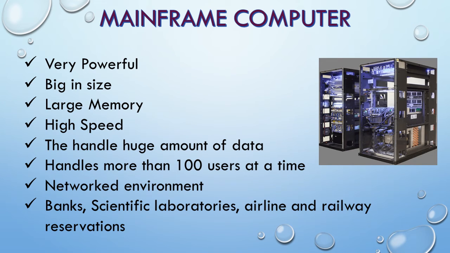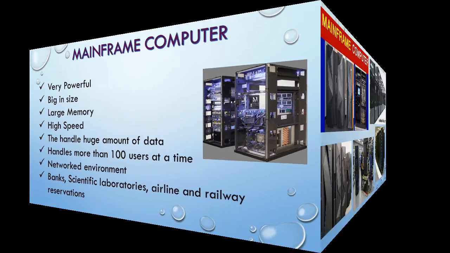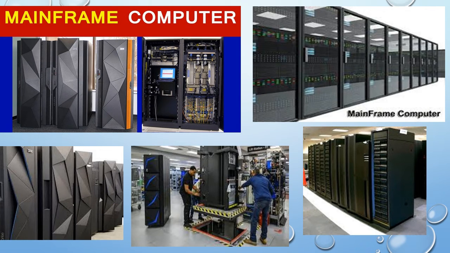The next category of computers which we are going to see is mainframe computer. Mainframe computers are very powerful. They are big in size, they have high speed and they have high memory capacity. More than 100 users can work at a single time. It uses a networked environment. Banks, scientific labs, airways and railways use mainframe computers. The best examples of mainframe computers are IBM 704, IBM Z series and System z9 series. The mainframe computers are used primarily by large organizations for critical applications, bulk data processing, enterprise resource planning and transaction processing.